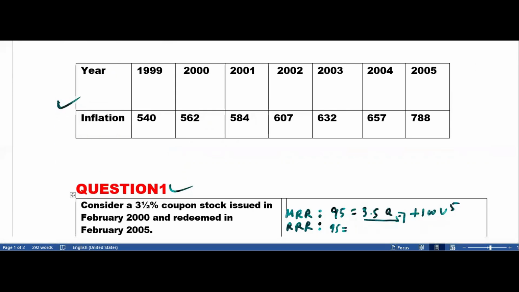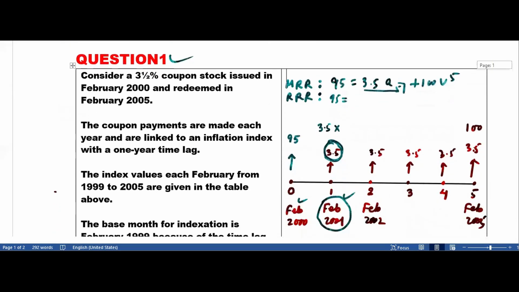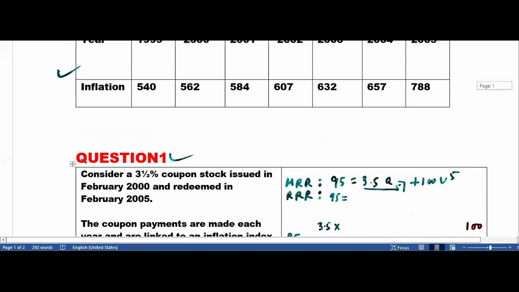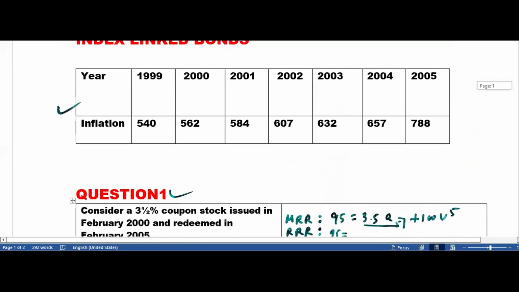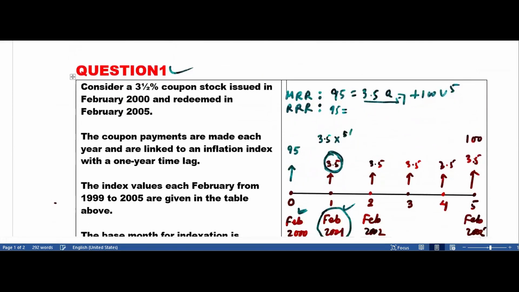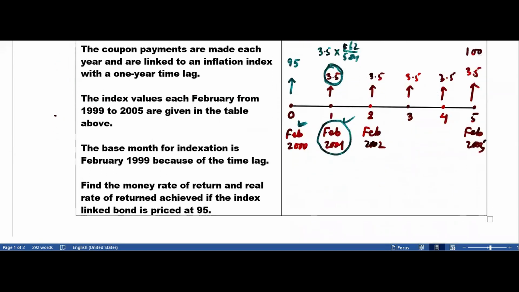Once again, see, 1999 is not there in the question. It was purchased on 1 February 2000 and you got the first coupon of 3.5 here on 1 February 2001. 562 upon 584. Sorry, 562 upon 584. Sir, in the question they have told base month for index is February 1999.